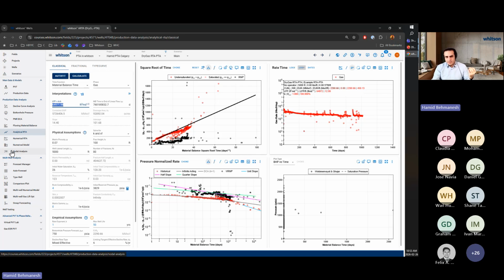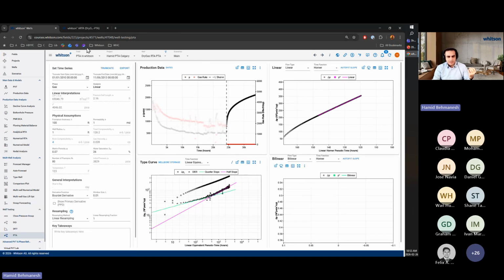The fact that the derivative on the PTA side shows bilinear and then linear is also a very interesting point. So this is the full RTA PTA analysis on this well. Spend some time, just manipulate the data a little bit, share your findings with us. If you are interested to have a conversation on it, definitely reach out.